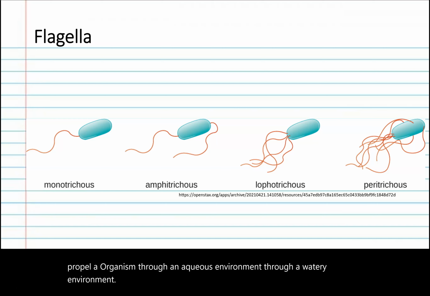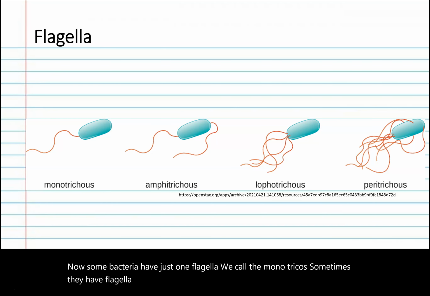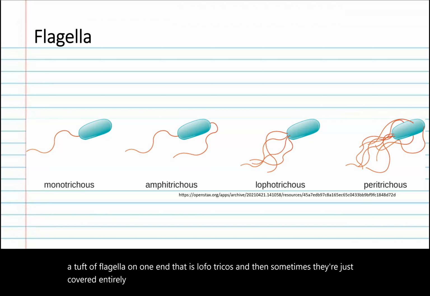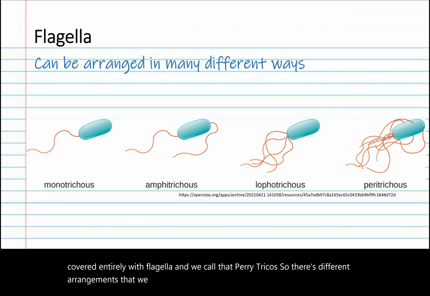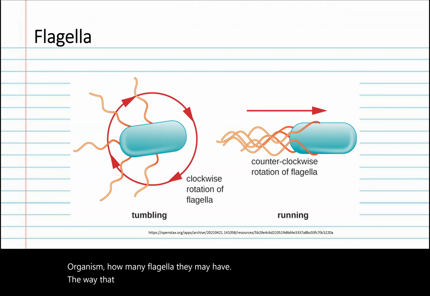Now, some bacteria have just one flagella. We call them monotrichous. Sometimes they have flagella on either end. We call that amphitrichous. Sometimes they have a tuft of flagella on one end. That is lophotrichous. And then sometimes they're just covered entirely with flagella, and we call that peritrichous. So there are different arrangements of flagella, and it just depends on the organism how many flagella they may have.